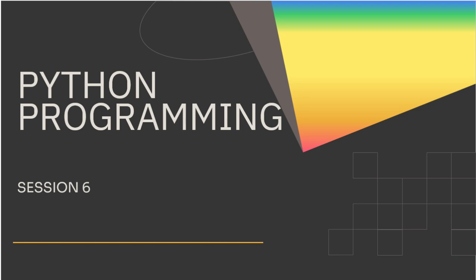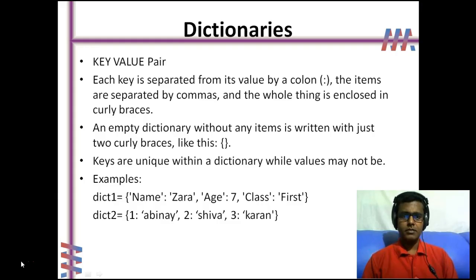In this first lecture we are going to see about dictionaries. So what is a dictionary? A dictionary is nothing but a key value pair. That is, the dictionary is represented by a series of values separated by a colon. That is, the key colon the value.